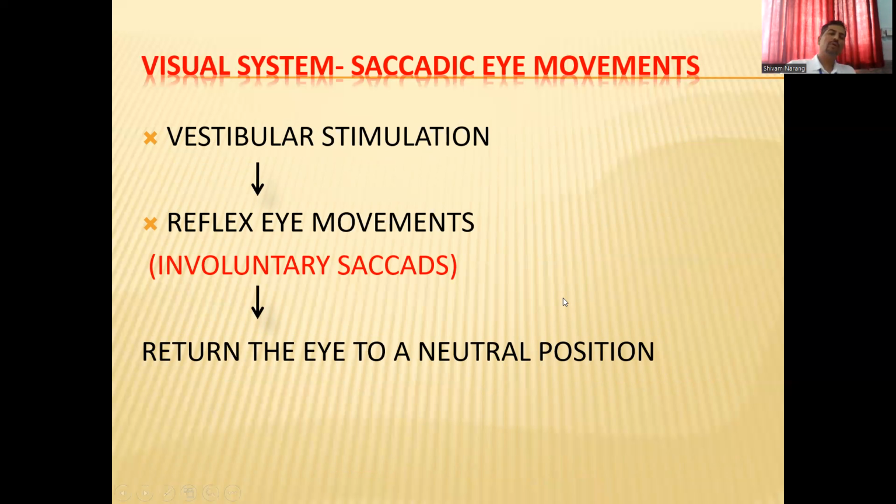Now we'll come to the involuntary saccades. Suppose we are watching one object and our head moves suddenly. Whenever our head is moving, there will be a vestibular stimulation, and because of it there will be a reflex eye movement, which is known as the involuntary saccade. That involuntary saccade tries to return the eye to the neutral position. If I suddenly give a jerk to the head, my eye will try to focus on the same object, not on another object. If I voluntarily move to the other object, it is a voluntary saccade. If I am not doing this, our eyes will again focus on the neutral object. This is an involuntary saccade.